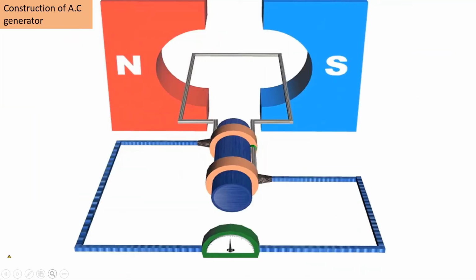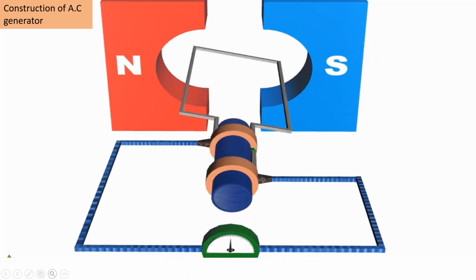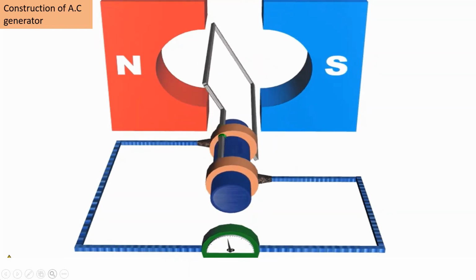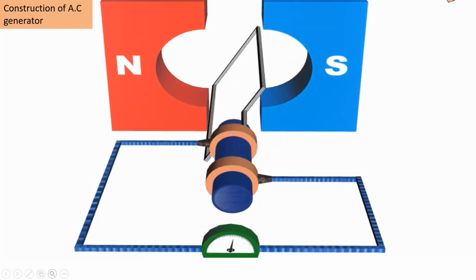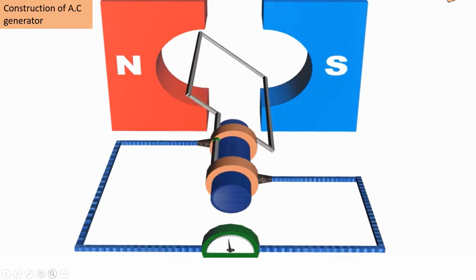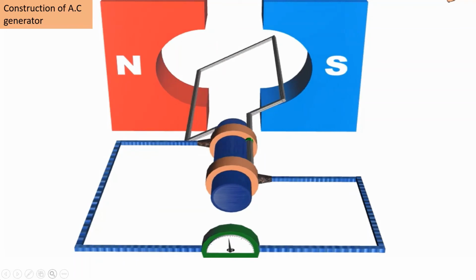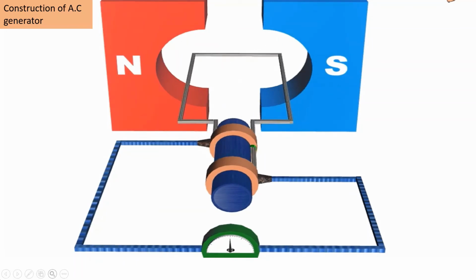Construction of an AC generator. An electric generator works on the principle of electromagnetic induction, and electricity is generated by rotating a coil in a magnetic field. Thus, in an electric generator, mechanical energy is used to rotate the coil and mechanical energy gets converted to electrical energy. The important components of an electric generator.